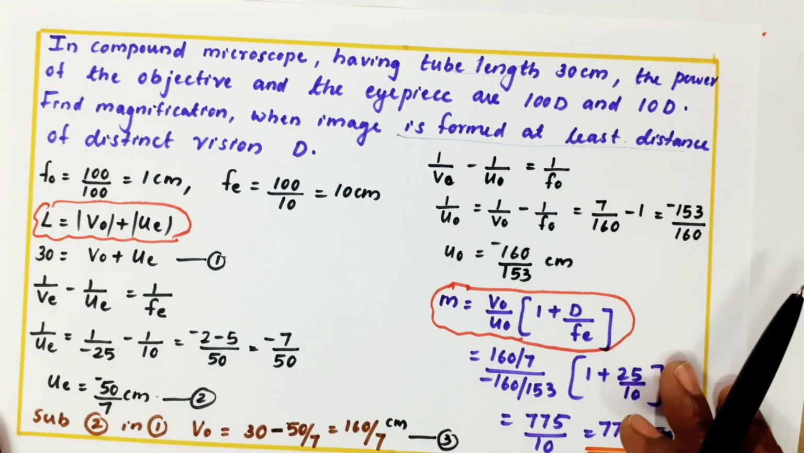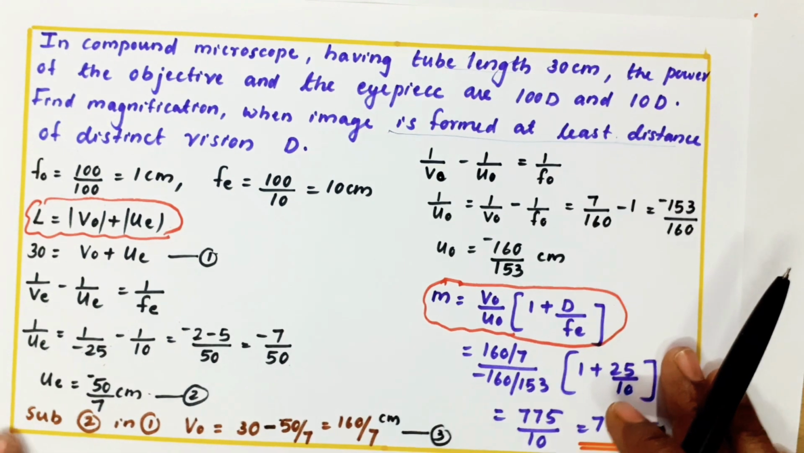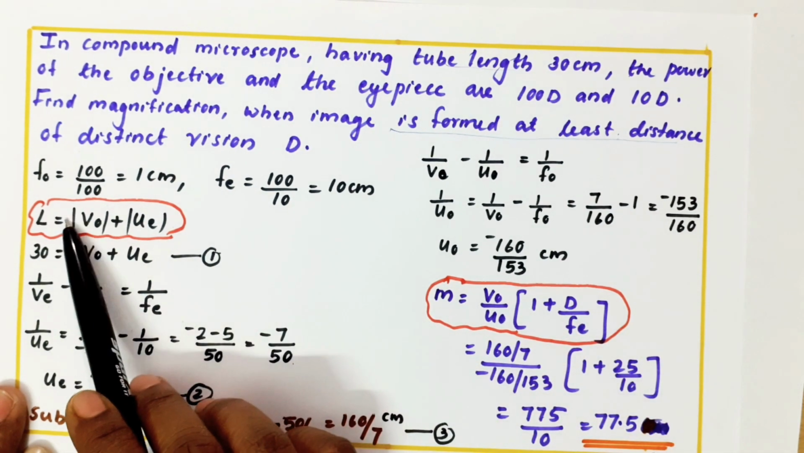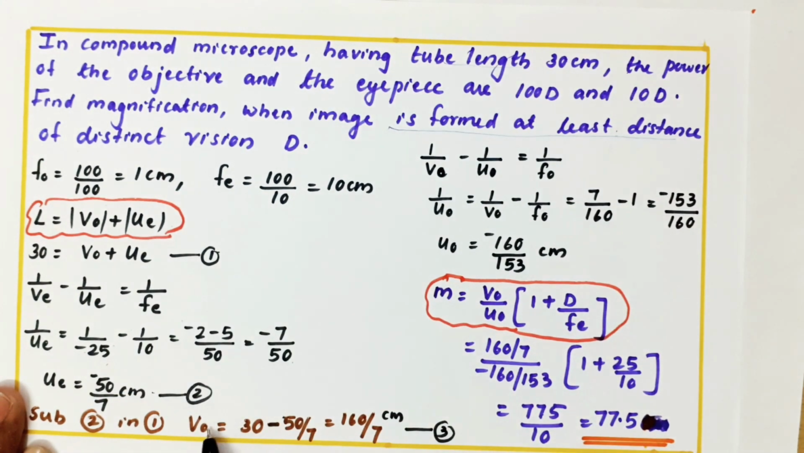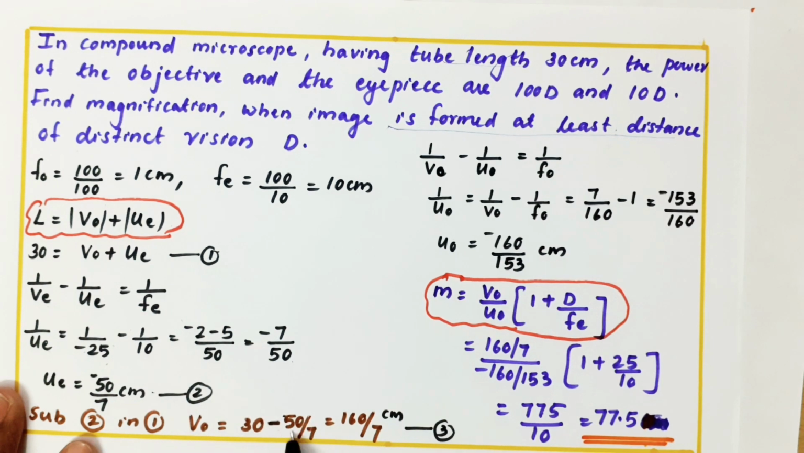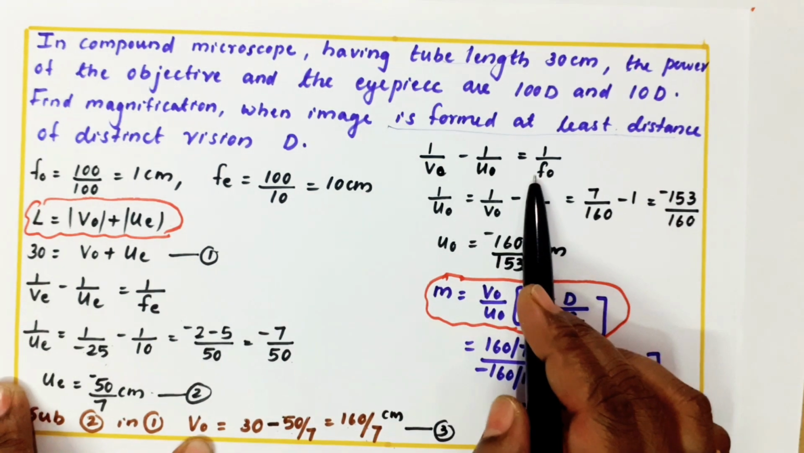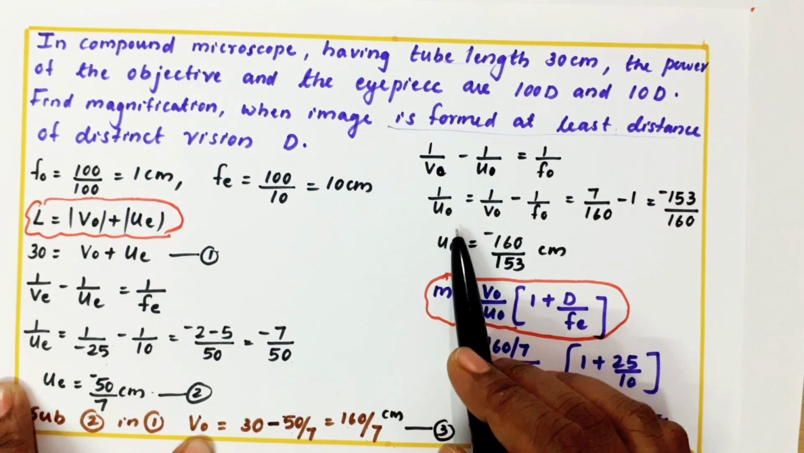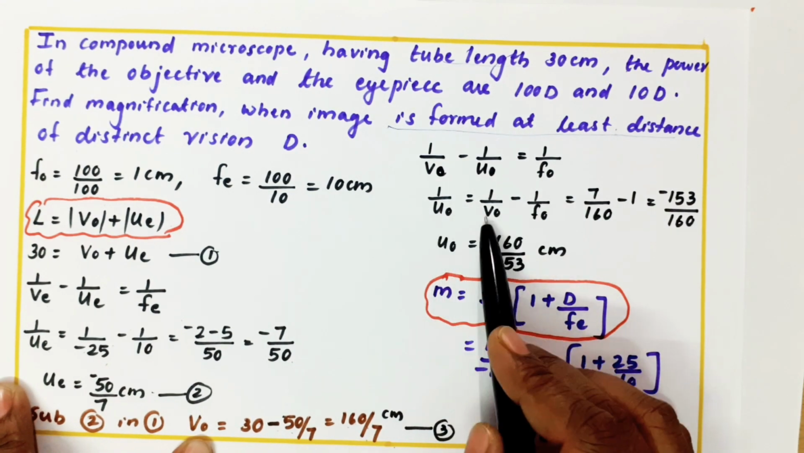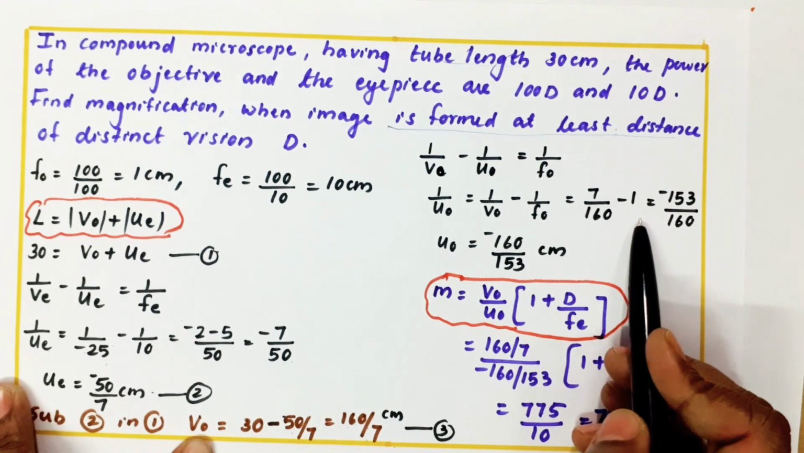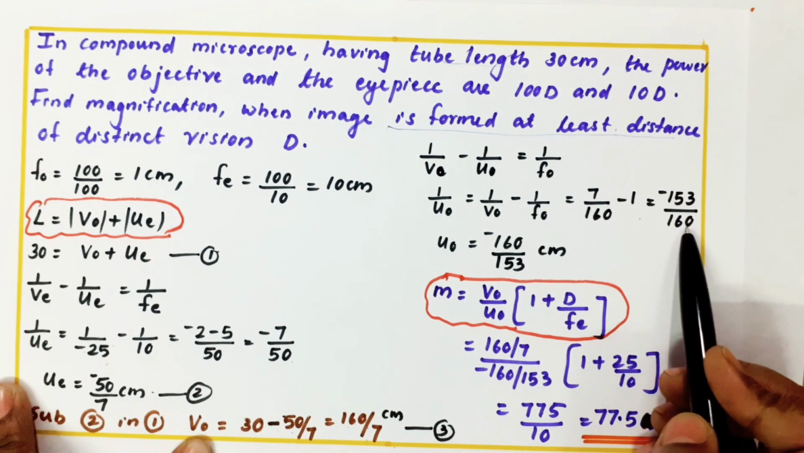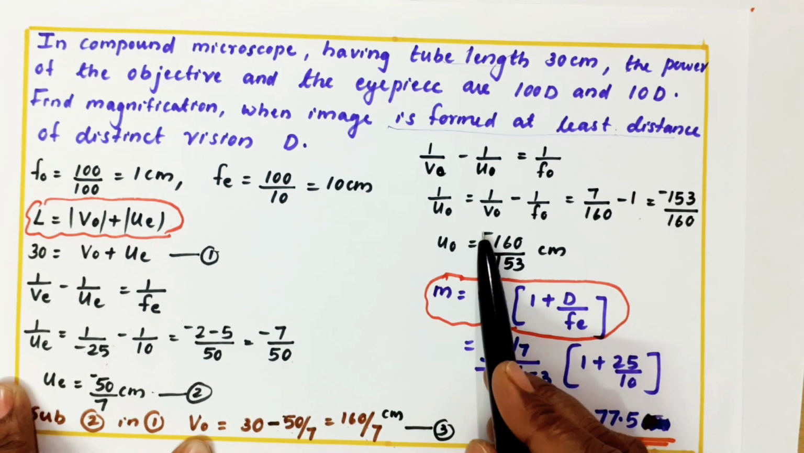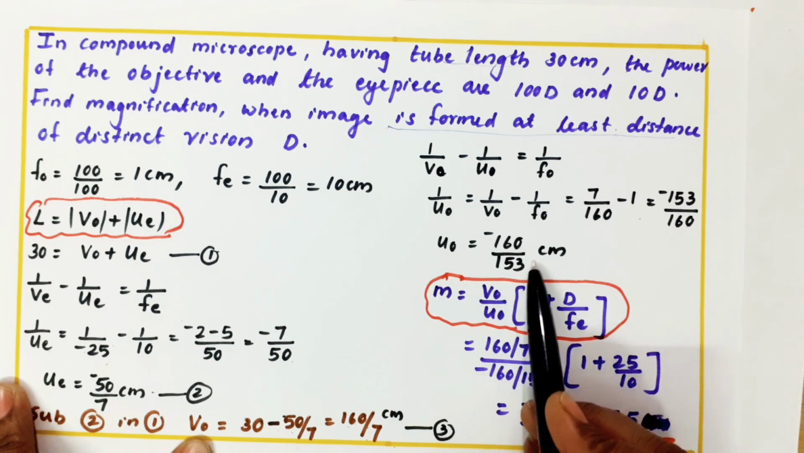After this, if you know UE, I can apply in the tube length formula L equal VO plus UE. VO I can write it as 30 minus 50 by 7. I'll get the value 160 by 7. After this, I got VO. I know FO. I can find the value of UO. So 1 by UO is 1 by VO minus 1 by FO. I substituted. I get minus 153 by 60. That is UO equals minus 160 by 153 centimeter.